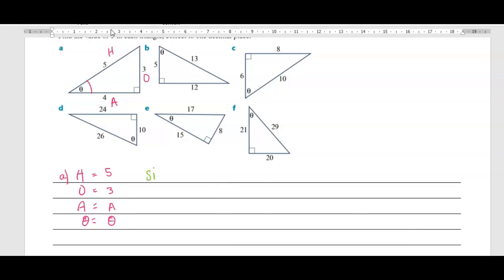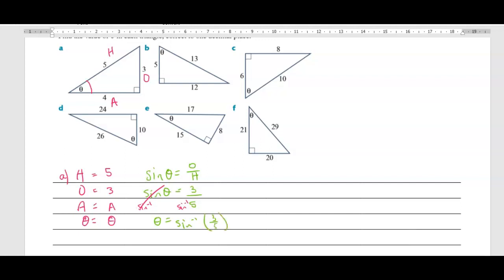So let's do sine first. Sine theta equals opposite over hypotenuse. So sine theta, your opposite side is 3, your hypotenuse is 5. This time our unknown is the angle. Now, to find the angle, we just do the inverse of both sides. That cancels that out, and we're left with theta equals inverse sine of 3 over 5.